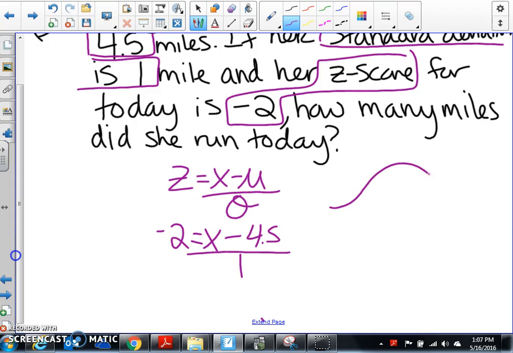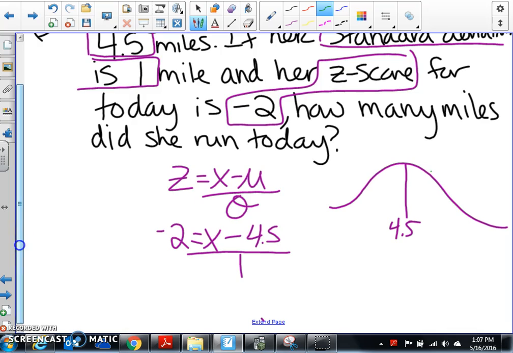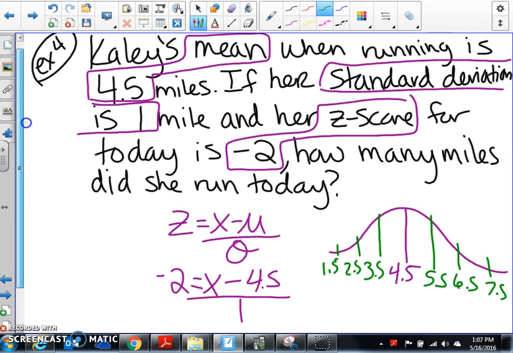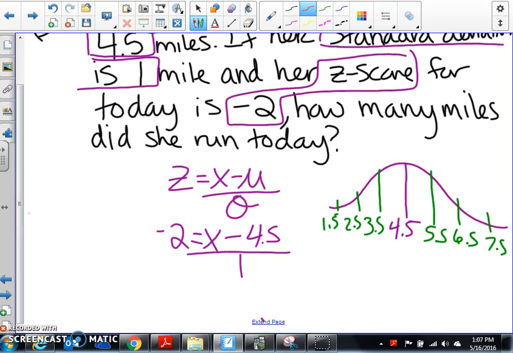Okay, so let's go ahead and draw our bell curve real quick. They told us that the mean is 4.5. So on average, she does about 4.5 miles. And then we can say, okay, you told me the standard deviation is 1. So if it's plus 1, this would be 5.5, 6.5, 7.5. If it's minus 1, 3.5, 2.5, 1.5. So we don't even have to do math, because if she's negative 2 z-score away, we know she's here, because that's negative 2 away.